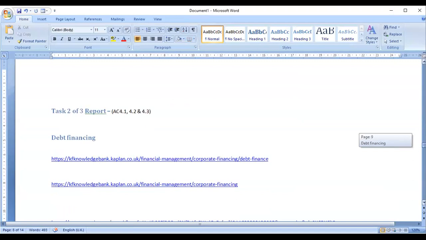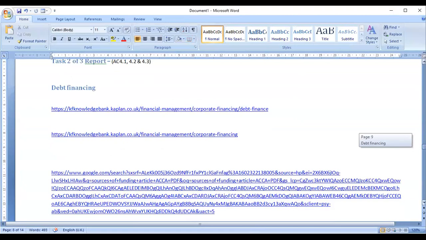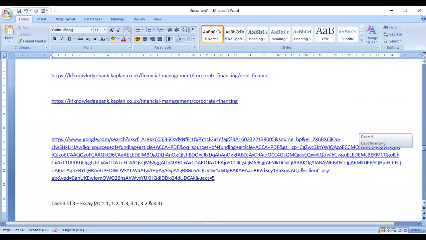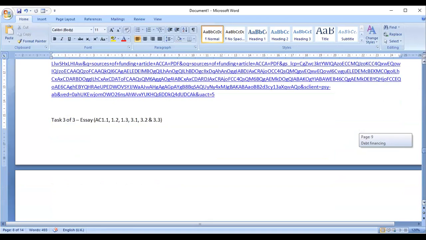Okay, then you have task 2. Task 2 is about debt financing and equity financing. So please see your lecture 4, lesson 4. You can consider the lesson 4 slides, and it's good to write about what debt financing is and what equity financing is. That's the key. You can add an example, and we put all the relevant links there.